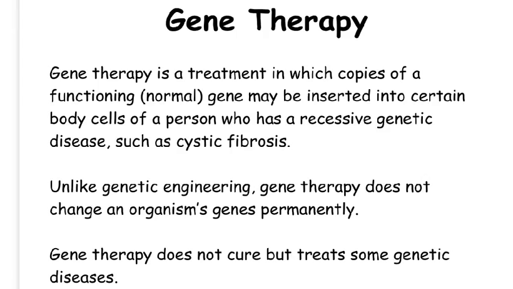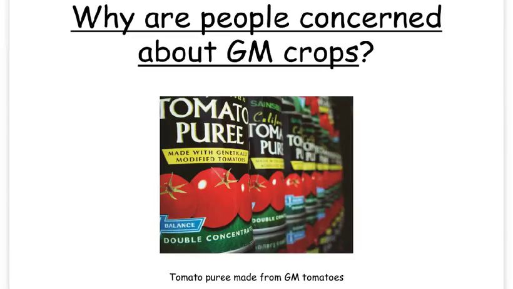Changing a person's genes in an attempt to cure a disorder is called gene therapy. Gene therapy is a treatment in which copies of a functioning, normal gene may be inserted into certain body cells of a person who has a recessive genetic disease, such as cystic fibrosis. Unlike genetic engineering, gene therapy does not change an organism's genes permanently. Gene therapy does not cure, but treats some genetic diseases.